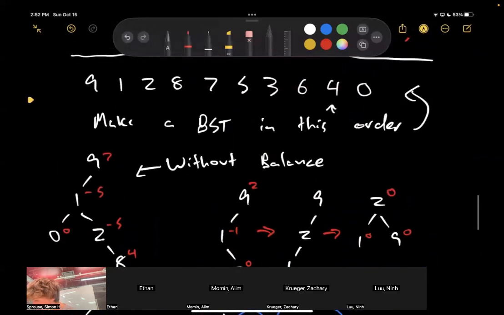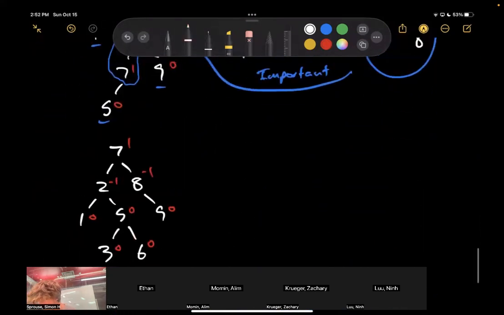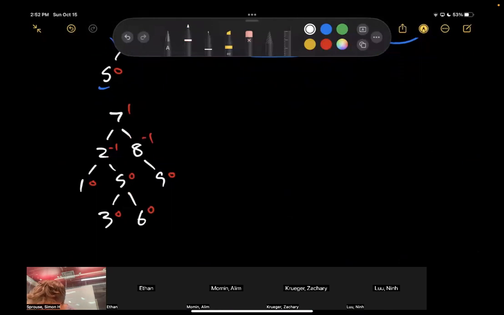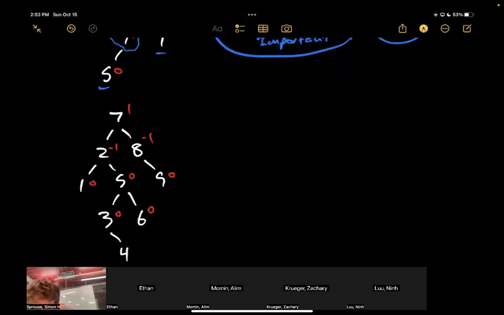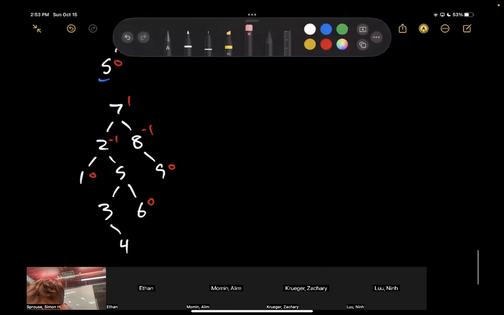Let's add 4. And 4 would be added here. And I think we have been too lucky for too long. I think we now must rebalance. So we got 0, negative 1, 1. Yep, we broke it. Okay, as you can see, we have illegal balance factors. We broke it. So now we must rebalance.